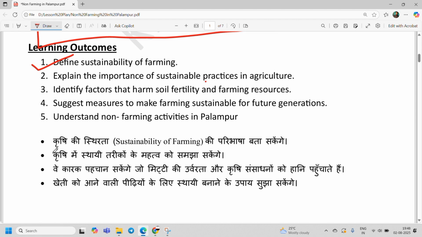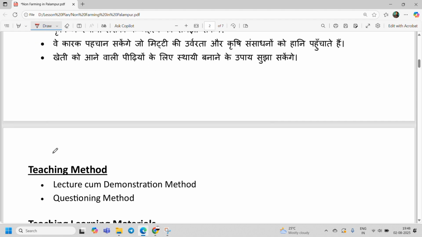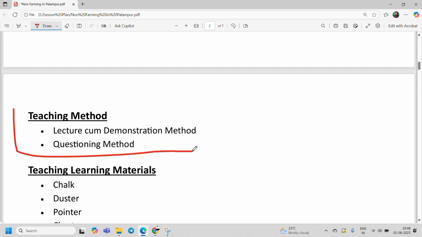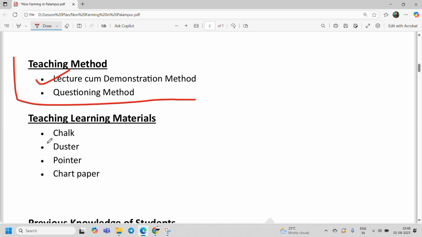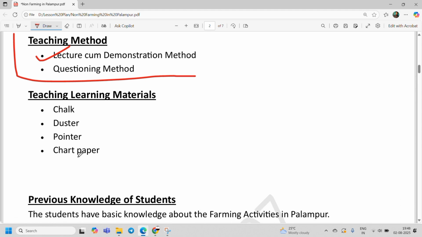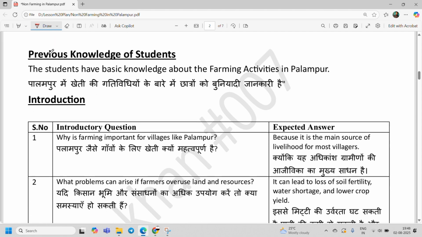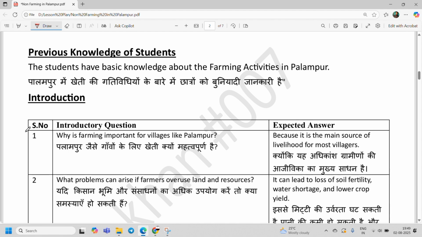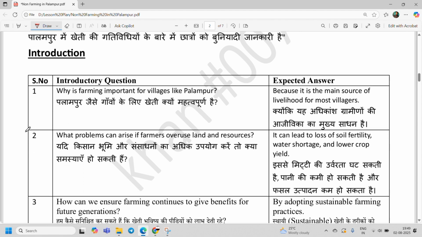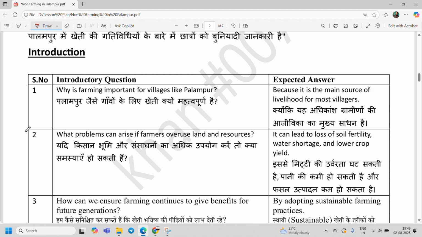It is sufficient. After writing learning outcomes, we come to teaching method, where usually in economics we take lecture cum demonstration method and questioning method. After that, we write the teaching learning materials: chart paper, pointer, duster, chalk. These are the important materials required for teaching. Then after writing the previous knowledge of the students, we come across introduction, where we write the introductory questions to begin the topic, so that students get connected with their previous knowledge.